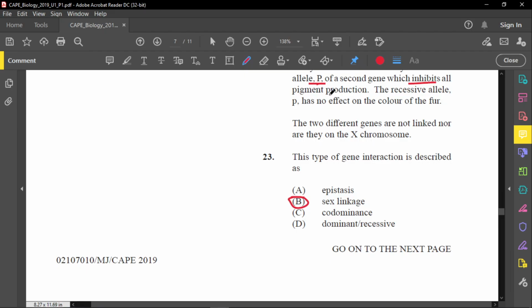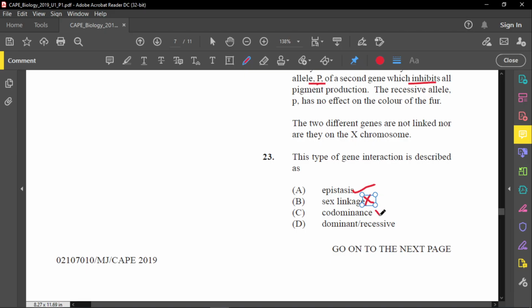And so here looks like the answer, because it's saying that P inhibits all pigment production. That means black or brown cannot be expressed because P is suppressing both of them. So this is like an albino situation. And so this seemed like a good answer right here. I circled B, but B is not the correct answer. B is not a sex link. I don't know why I circled that. So A looks good. B is not.